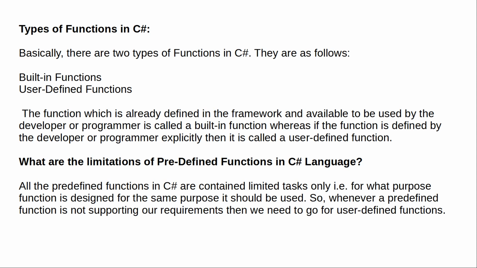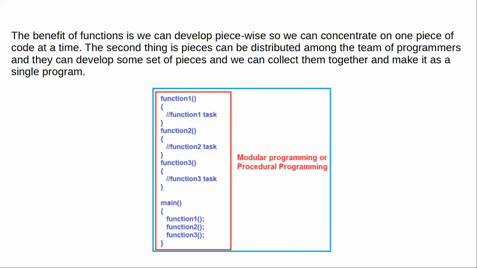As the name depicts, built-in functions means the functions which are already provided by the framework or by the programming language. So the base class libraries contain those functions. They are already available for us. You just need to invoke it. If you know the function name, you just invoke it. You don't need to write the code for built-in functions because it's already there in the BCL.